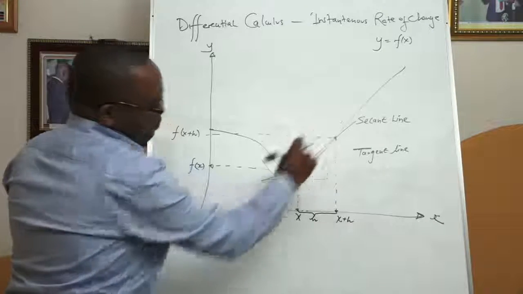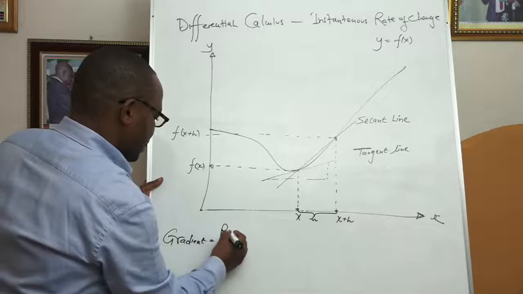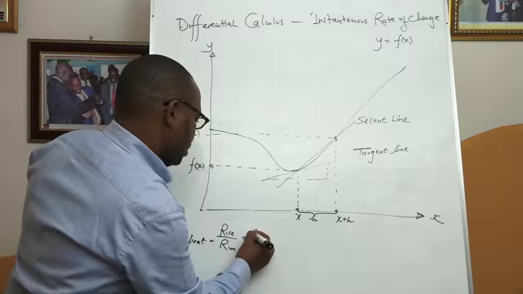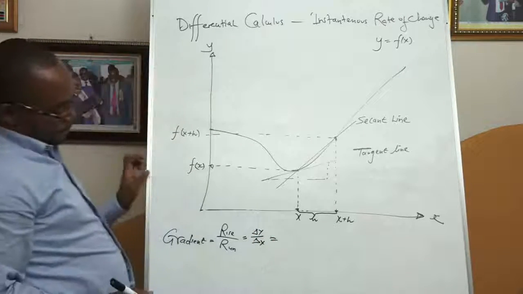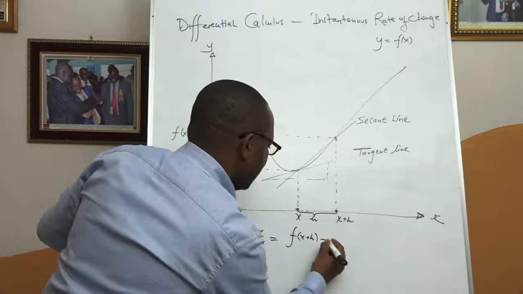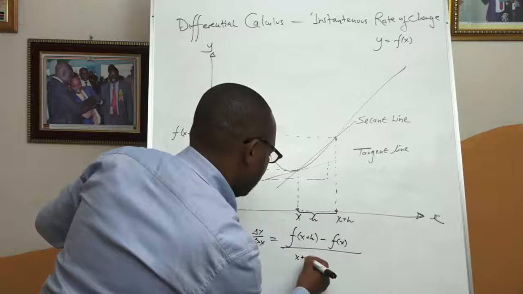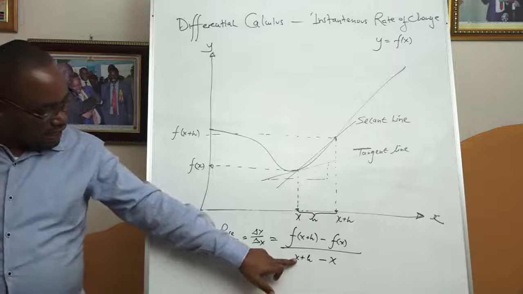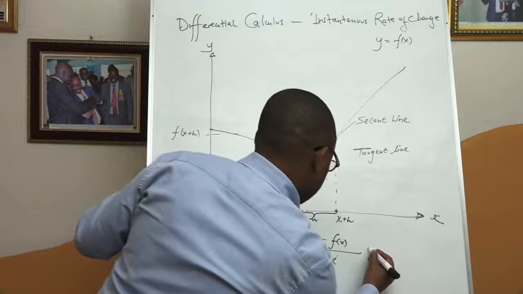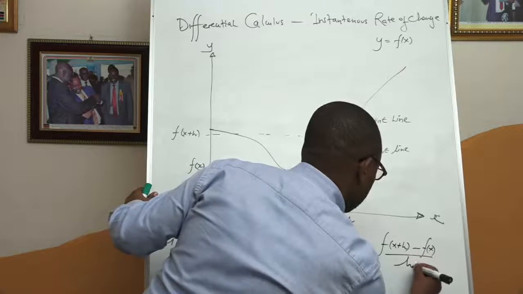And therefore, what is the gradient of this line we have drawn here? The gradient of this line, which is the rate of change, is equal to the rise over the run, which is equal to change in y over change in x. Change in y over change in x is f(x plus h) minus f(x), divided by x plus h minus x. x plus h minus x, x cancels x, and you're left with f(x plus h) minus f(x) over h.